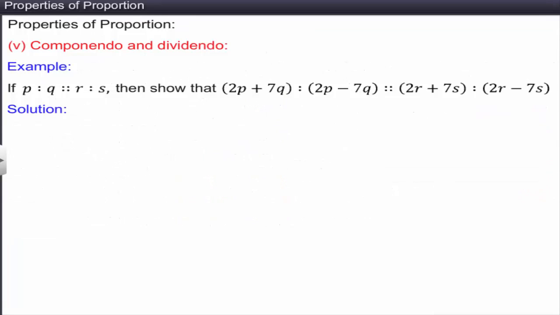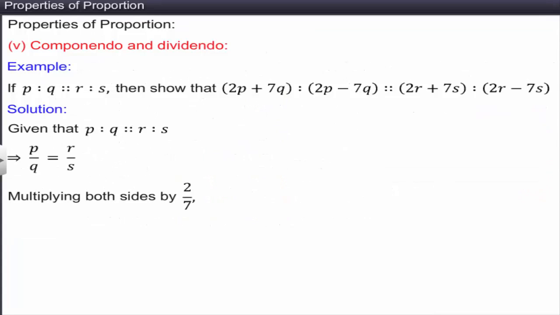Given that P is to Q as R is to S, this can be written as P by Q is equal to R by S. On multiplying both the sides by 2 upon 7, we get 2P divided by 7Q is equal to 2R divided by 7S.